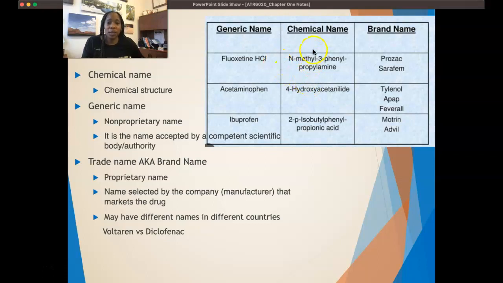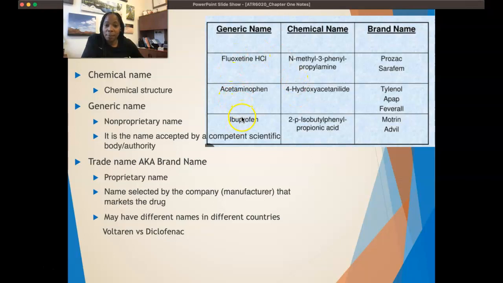And then next, what happens, we'll move to the left of this table, we get what we call a non-proprietary name. This is the name that's going to be accepted by a competent scientific body or authority. And you can see here, the generic name is most often just one. There's usually only one generic name for each drug that is developed. So for each chemical name, we have one generic name. Now, these are the ones, the acetaminophen, the ibuprofens, the fluoxetine HCl. These are the ones that are going to be owned usually by the company that develops the drug out of its chemical name, right?